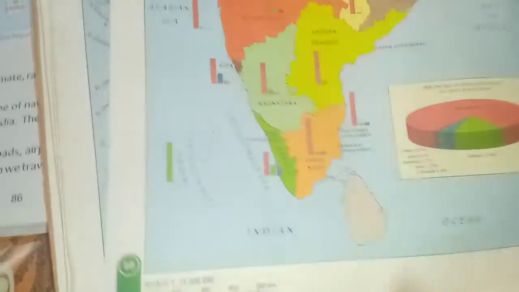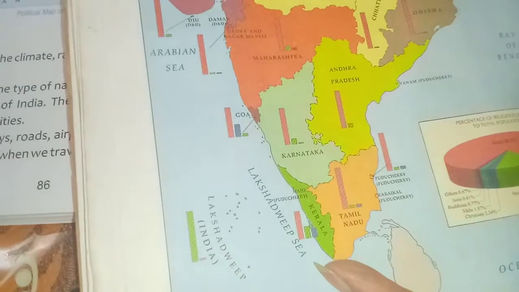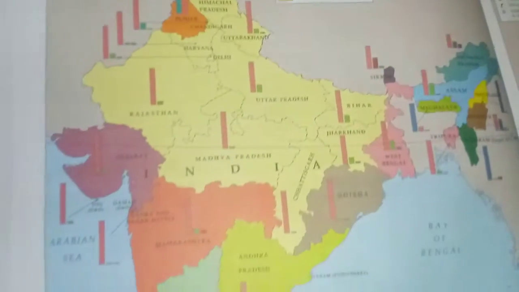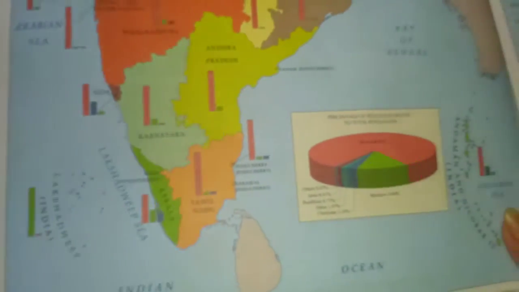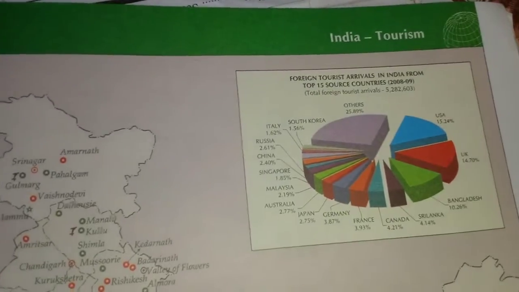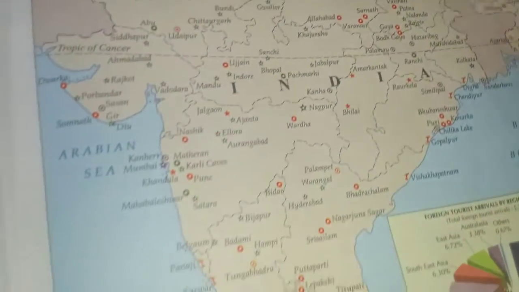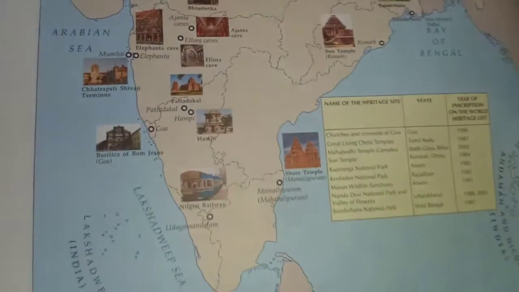There are other types of maps, just like religions and languages in India, tourism in India. So there are many types of maps. World Heritage Sites, you can find it in your atlas book. World Heritage Sites, okay. So these are different maps of India.